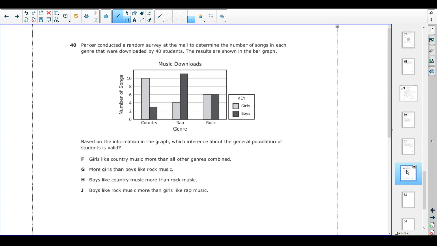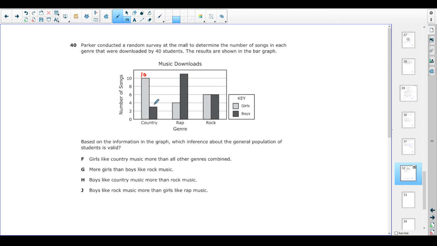Alright, one more. Parker conducted a random survey at the mall to determine the number of songs in each genre which are downloaded by 40 students. There's the results. Based on the information in the graph, which inference about the general population is valid? So we have to assume that we trust what Parker did. Because why not? It's the end of the test. We'll believe whatever you want us to believe. We just want to be done with this.